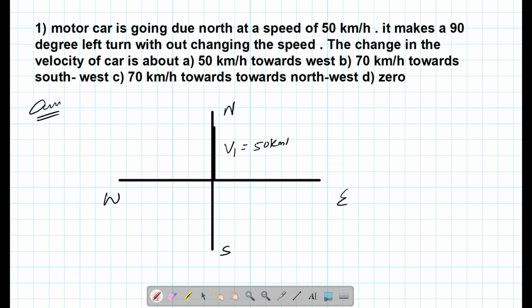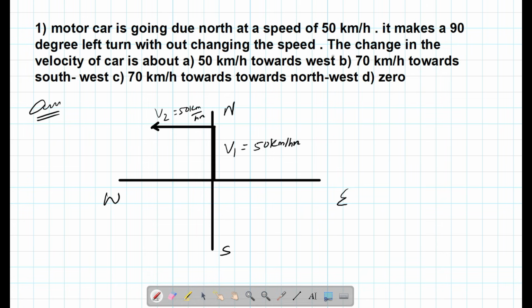The motor car is going due north at 50 km per hour and it makes a 90-degree left turn. So V2 is also what? V2 is also 50 km per hour, without changing the speed.